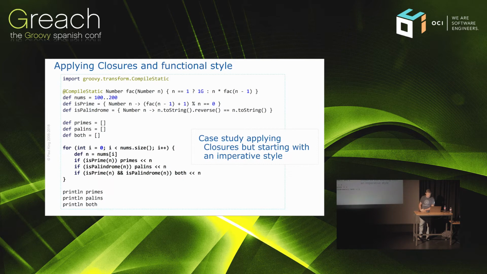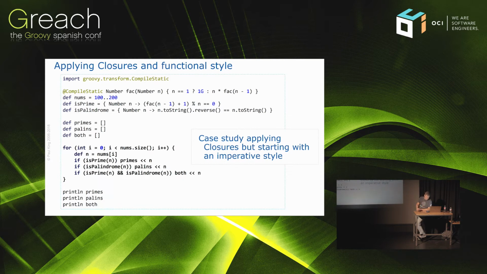With my imperative hat on, I can see a little efficiency tweak that I can do here. I have a feeling that is prime might take a little bit of time to execute. It's calling this factorial special check and so on, and I know factorial can take a little while sometimes. So I'm a bit worried about the efficiency of this. I'm calling is prime twice down here, once to put something in the primes collector and then once to put it in the both collector. Doesn't seem very efficient to me.